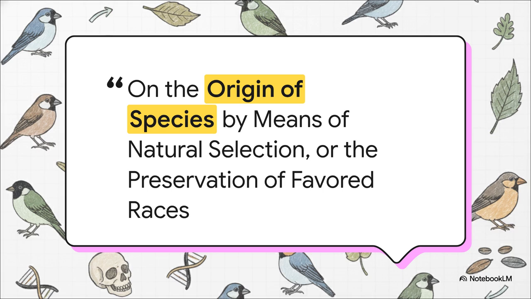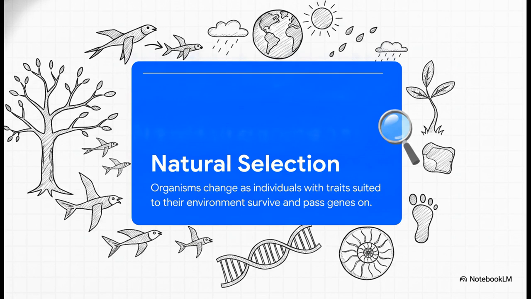And we definitely have to give a quick shout out to Alfred Russel Wallace here, a fellow scientist who made very similar observations, providing the crucial backup evidence that helped Darwin finally unveil this whole concept to the world. So, to wrap this all up in a neat bow, here is our definitive summary. Natural selection is the process by which organisms change over time because individuals with traits better suited to their environment survive, reproduce, and pass those favorable genes on.